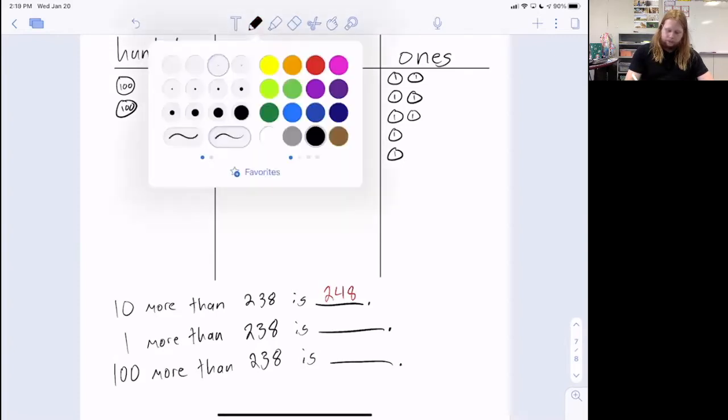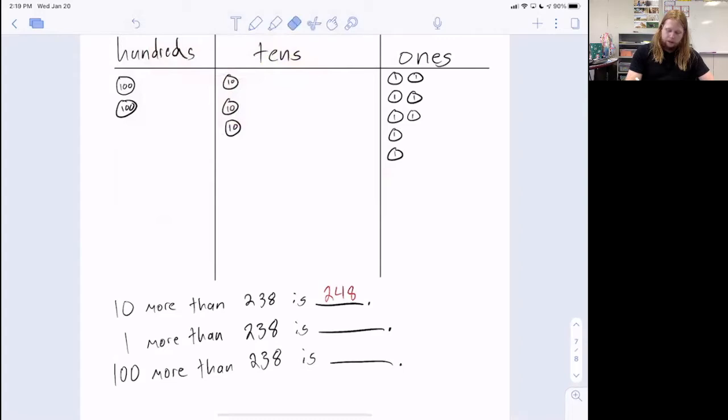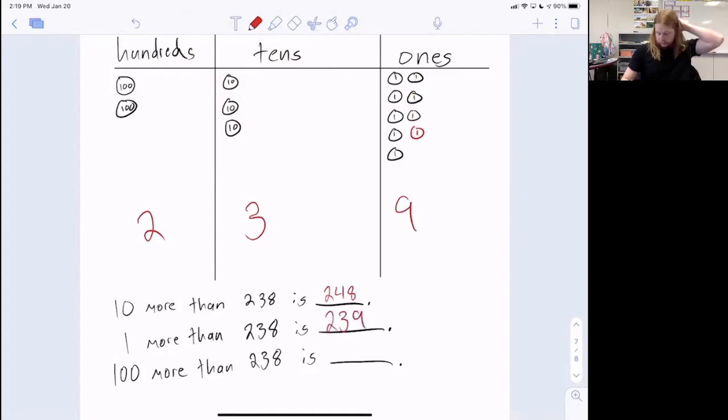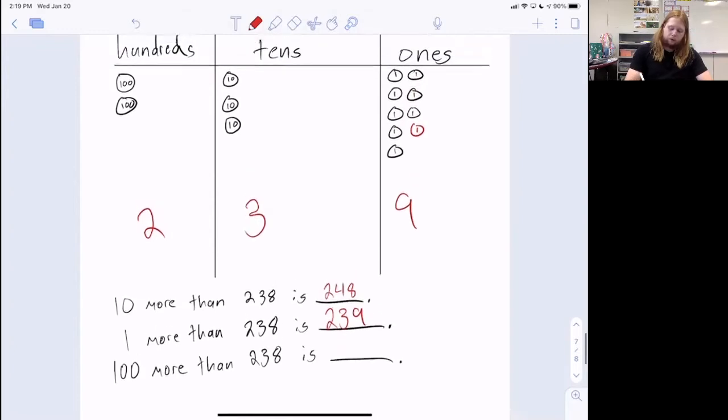Now, oh, I need to stay with red. Now, how about 1 more than 238? Well, the hundreds are still the same, so it'd be 2. The 10s go back to 3 because we're looking for 1 more instead of 10 more. But the 1s are going to go up by 1. So 1, 2, 3, 4, 5, 6, 7, 8, 9. So we have 239.